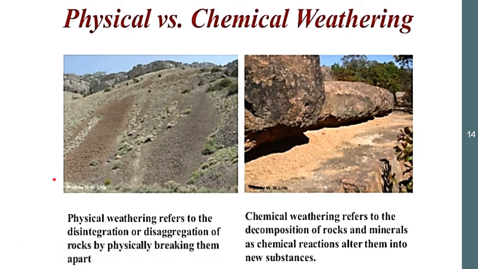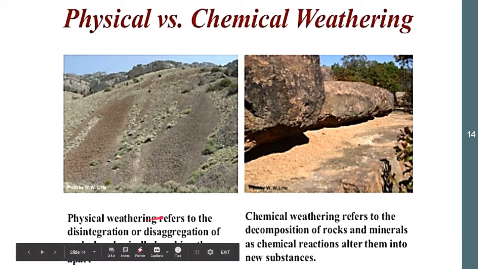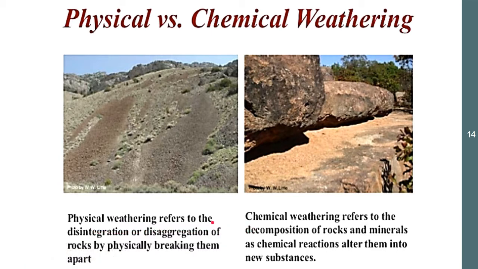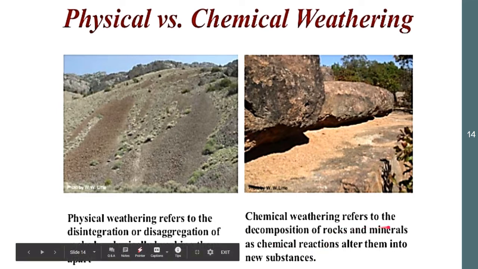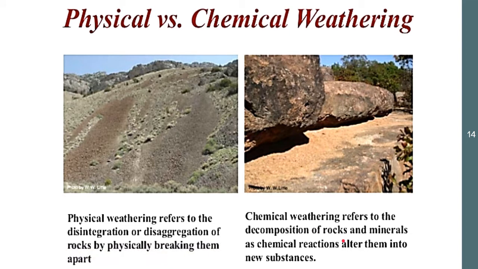Into the two main types of weathering: physical and chemical weathering. Physical weathering refers to the disintegration or disaggregation of rocks by physically breaking them apart. Mechanical weathering and physical weathering refer to the same thing, while chemical weathering refers to the decomposition of rocks because of chemical reactions, and it alters them to become new substances.